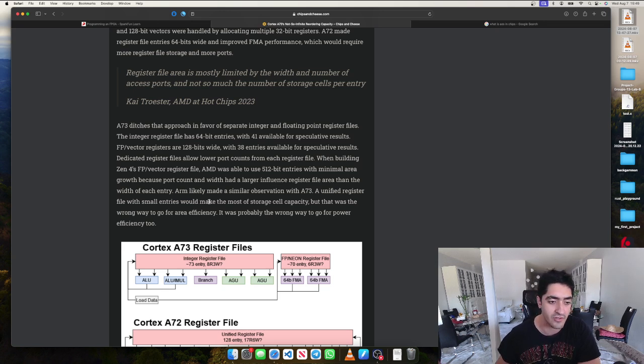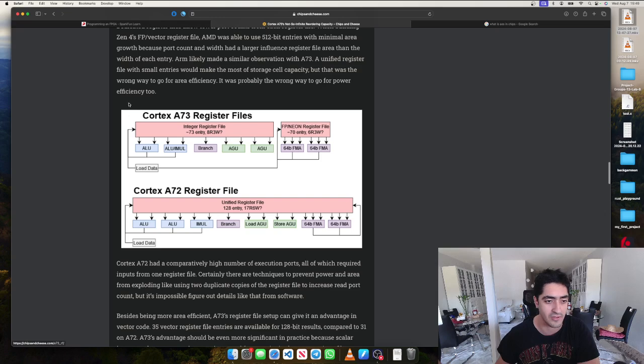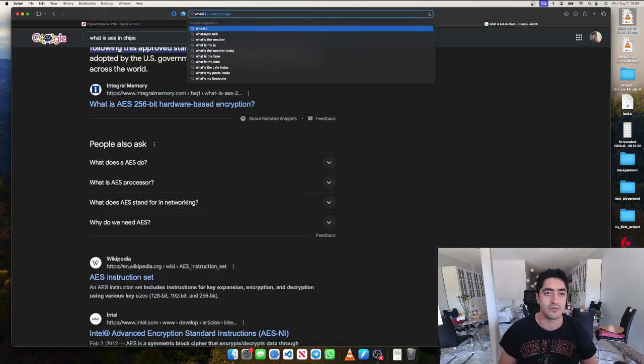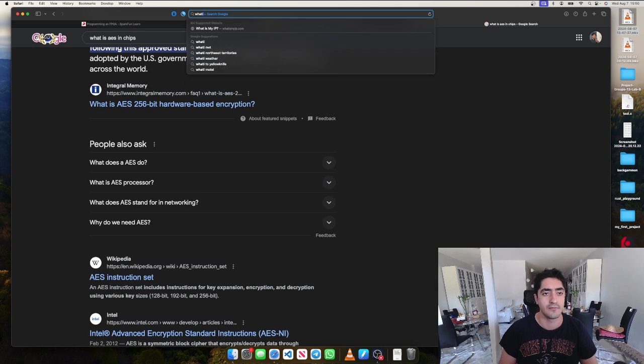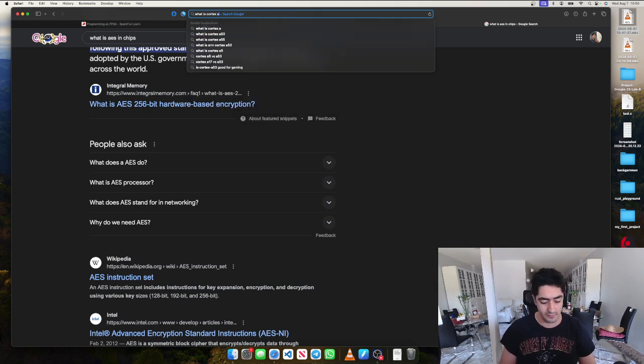A unified register file with small entries would make the most of storage cell capacity. But that was the wrong way to go for area efficiency. It was probably the wrong way to go for power efficiency too. Alright, so Cortex A73. Let me just check what is Cortex. Cortex A73.